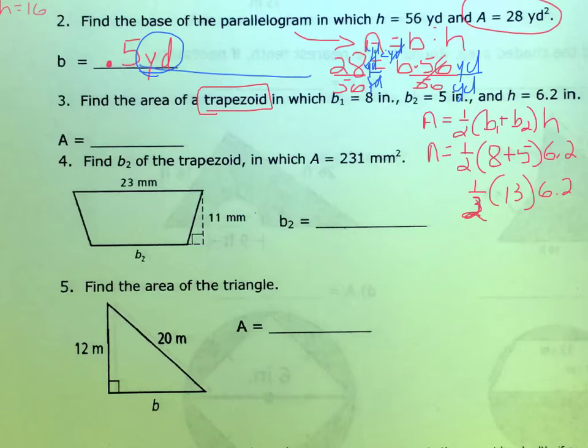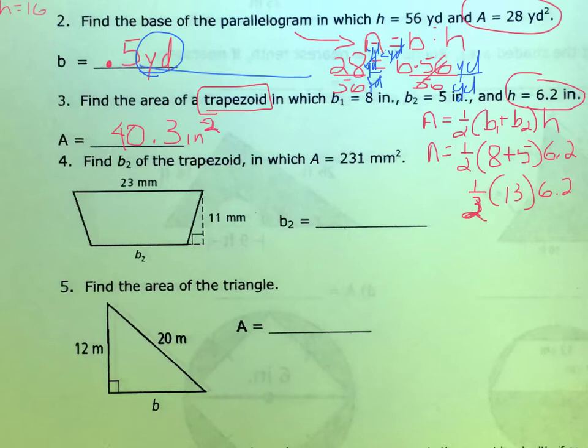13 times 6.2 is 80, and then divided by 2 or multiplied by 0.5, when you get 6.2. That's given. What was it, Stephanie? 40.3. Okay, thank you. Square inches. There you go. And we're done.